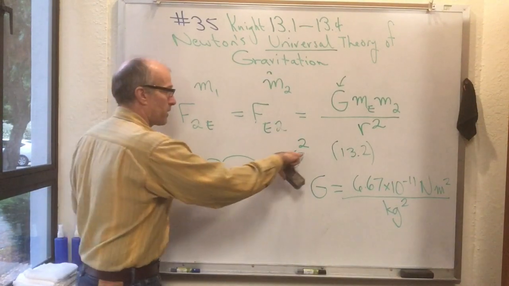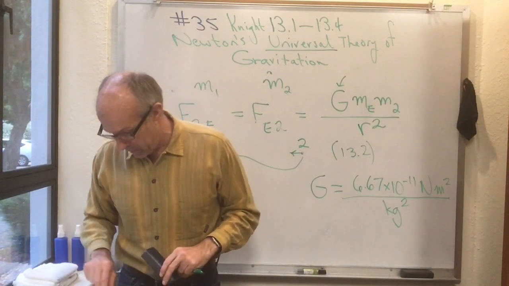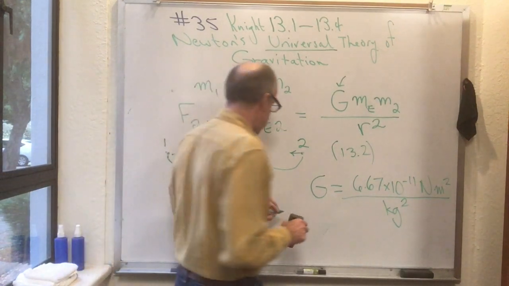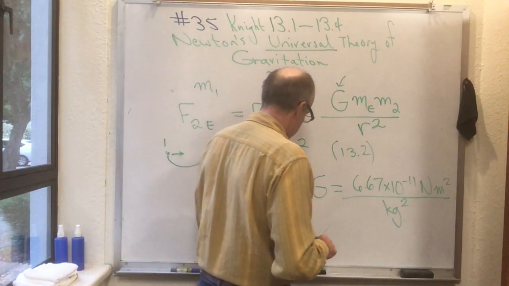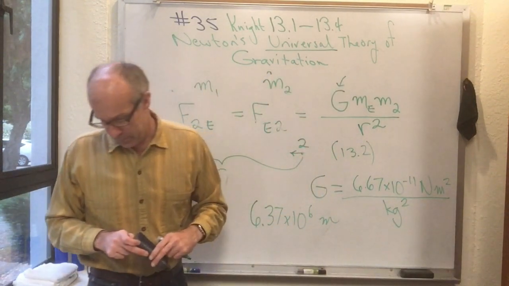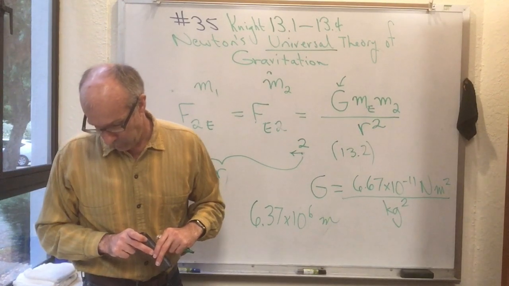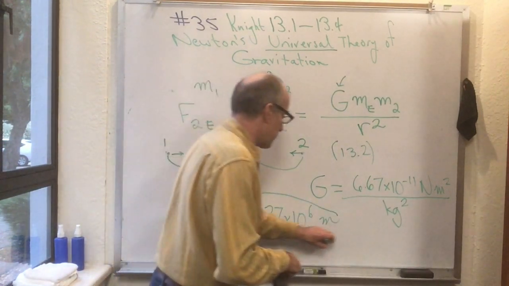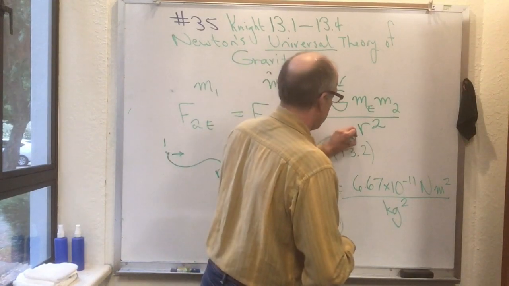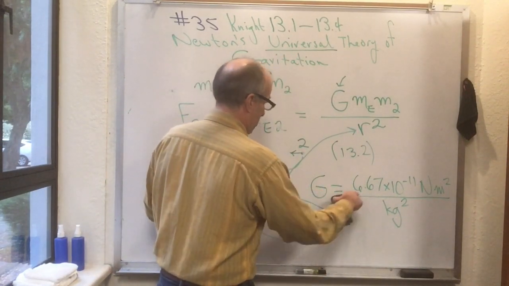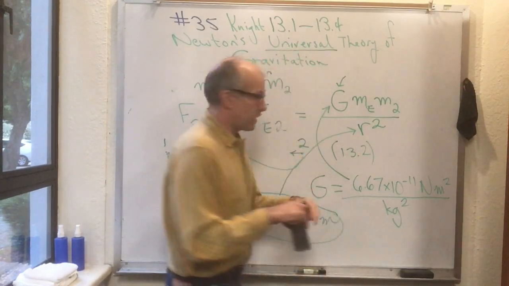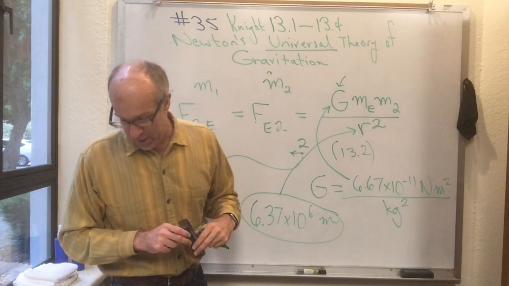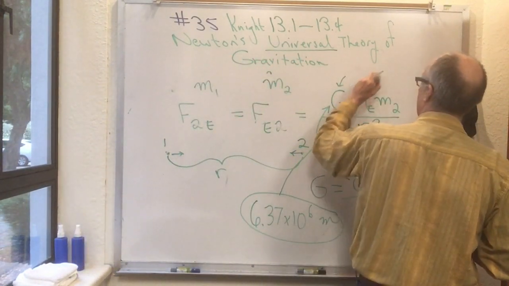And remember, I said it's the distance between their centers, and the center of the Earth is a certain distance away from us. The center of the Earth is 6.37 times 10 to the 6 meters away from us. Okay, so we're going to stick this value for the distance right in here, and we're going to stick this value for capital G right in there. And then the only thing we need left is the mass of the Earth, which is awfully big. It turns out it's 5.98 times 10 to the 24 kilograms.